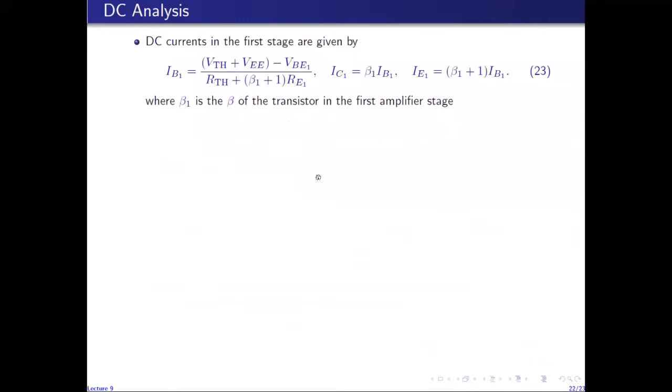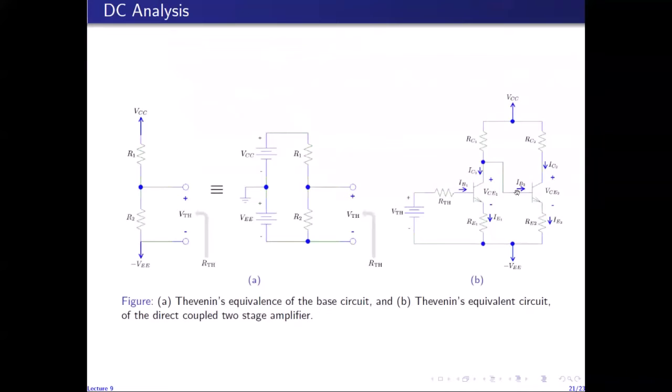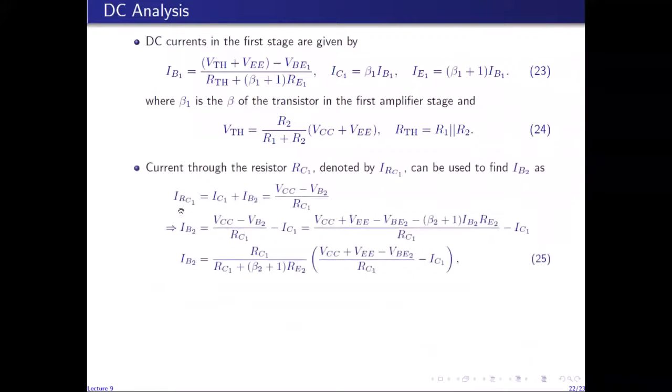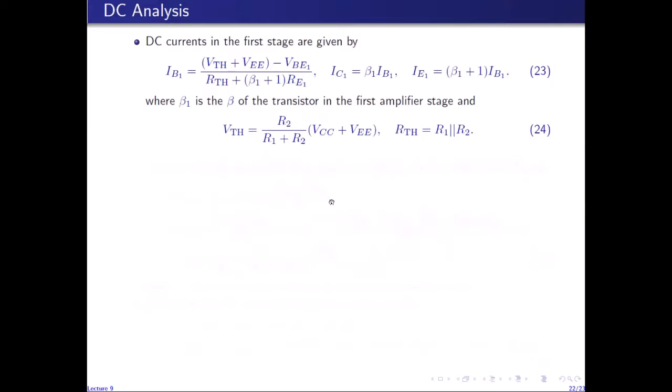However, the current through the base terminal of the second stage, IB2, is obtained by finding the current through RC1, because the current through RC1 divides itself into the collector current of the first stage and the base current of the second stage. So the current through RC1 is given by the voltage drop across RC1 divided by RC1. So the current through RC1, which is denoted by IRC1, is the sum of the collector current of the first stage and base current of the second stage, and it is given by this expression in terms of the voltages.